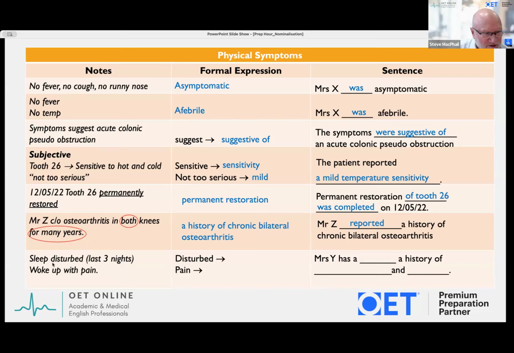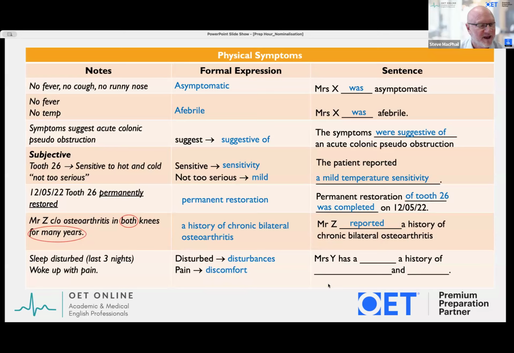So, sleep disturbed, last 3 nights, woke up with pain. So, the noun of disturb is disturbances. All right. Now, pain is one word, woke up with pain, but you could use pain, but there are synonyms. In this case, we're going to use discomfort.